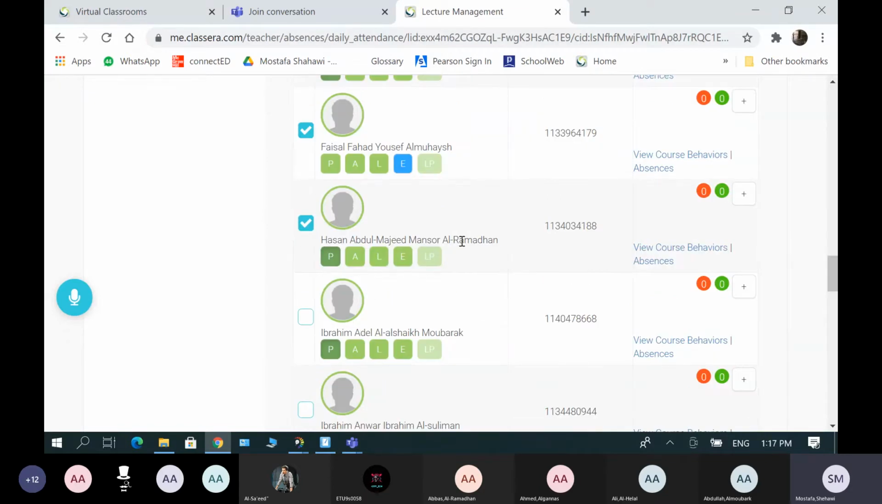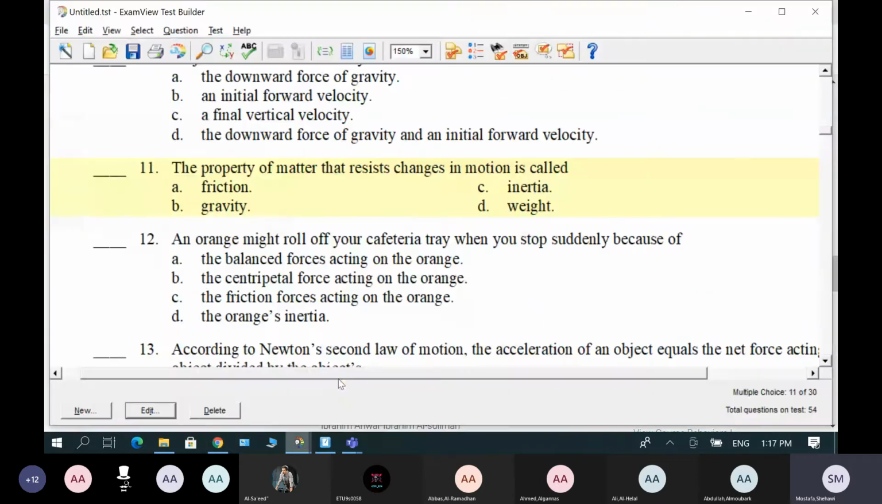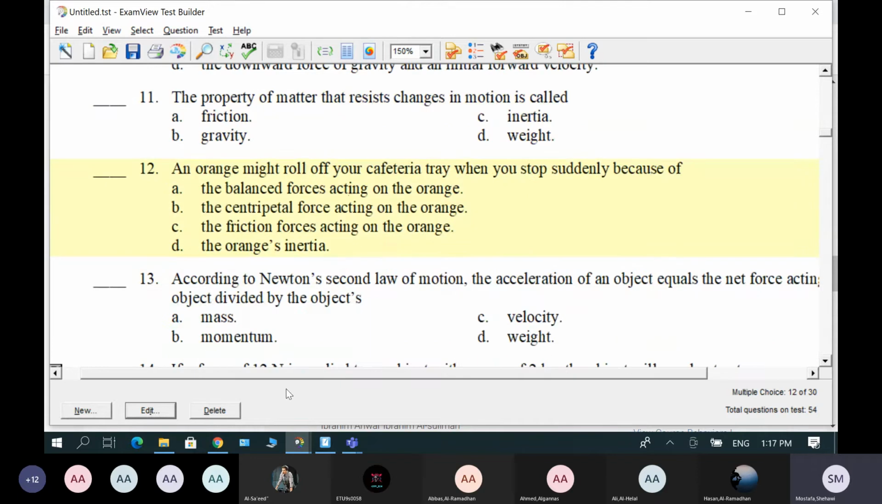Hassan Ramadan. Yes, Mr. Hassan, can you read this question? Question 11. The property of matter that resists change in motion is called what? What did you say? Inertia. Yes, inertia. Inertia is the property of matter that resists change in motion. Question 12.